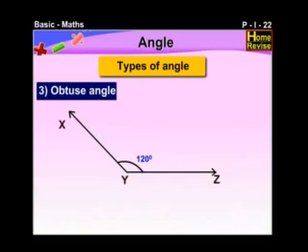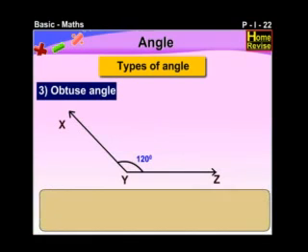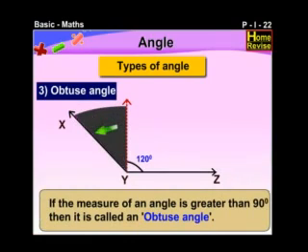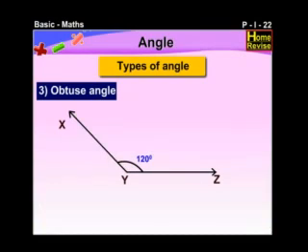Third type is obtuse angle. Definition. If the measure of an angle is greater than 90 degrees, then it is called an obtuse angle. Look at the figure. Angle XYZ is equal to 120 degrees, that is more than 90 degrees. Therefore, angle XYZ is an obtuse angle.